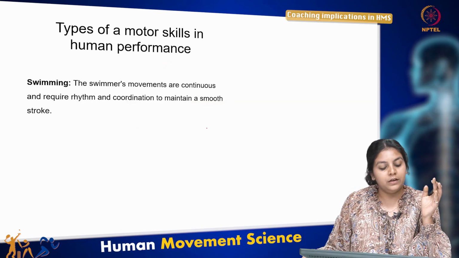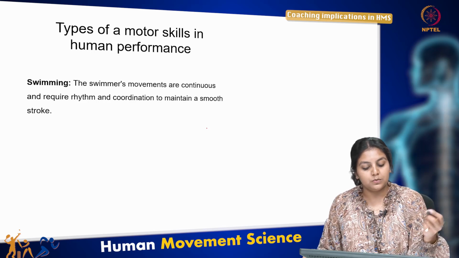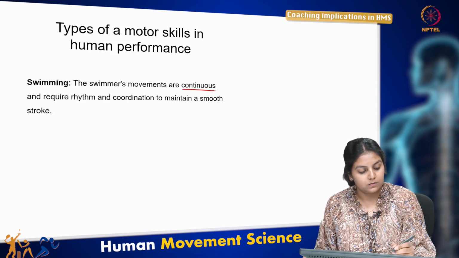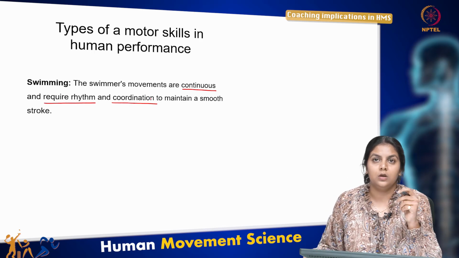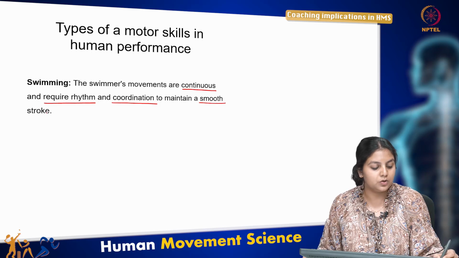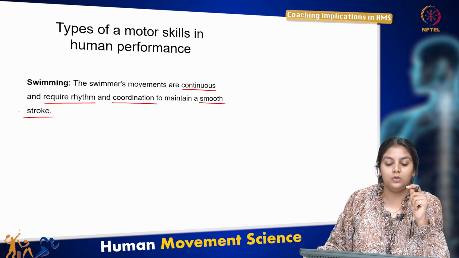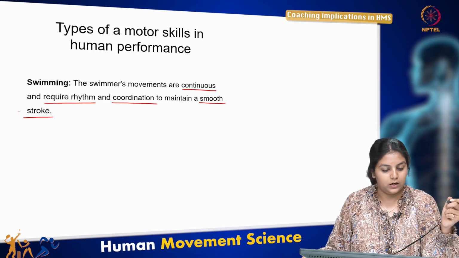An example we can look at is the swimmer's movements. The swimmer's movements are continuous, right, and they require rhythm and coordination. Now why do we require rhythm and coordination? That is to maintain a smooth stroke or a smooth technique, right? So that's a continuous skill.